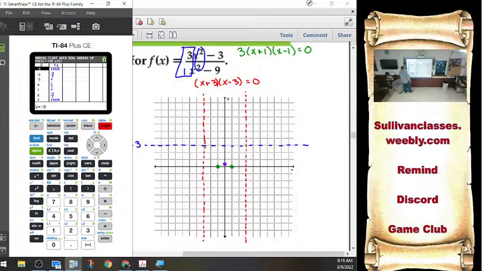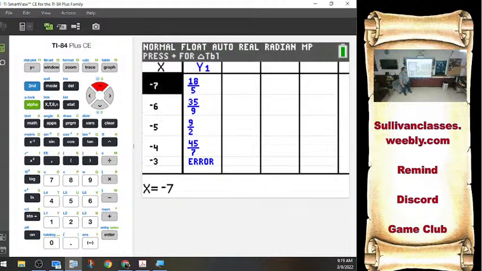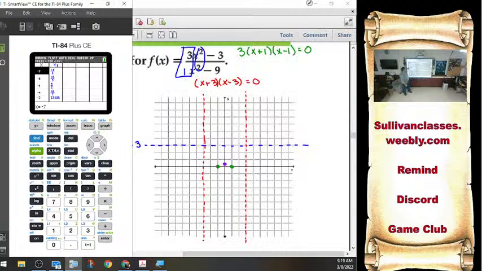Get my table. I get some extra points. You see that curve from negative up to 1/3 and down? But I need some more. -5, 9/2. I can work with that. 9/2 is 4.5. And then if you go to +5, you'll get the same thing.